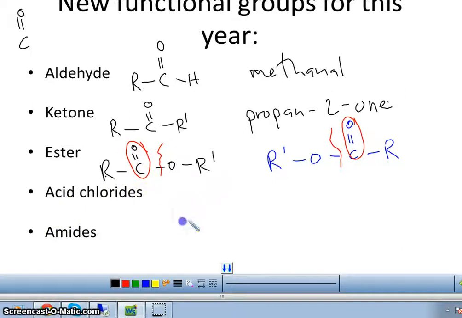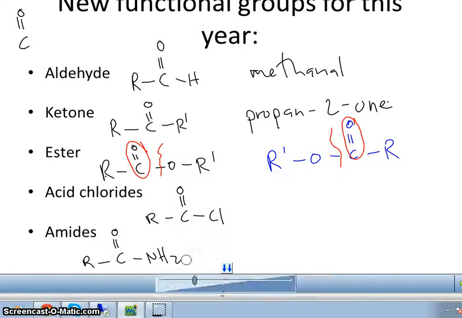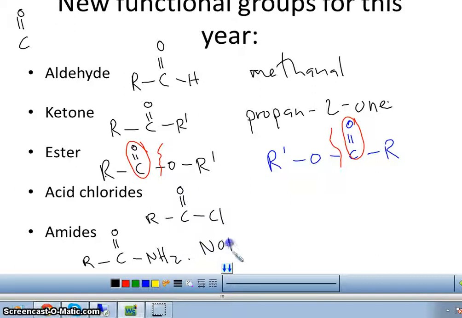Acid chlorides is where, instead of having an OH for an acid, I have Cl. Amides, we have C double bond O again in an R group and NH2. These are not basic.